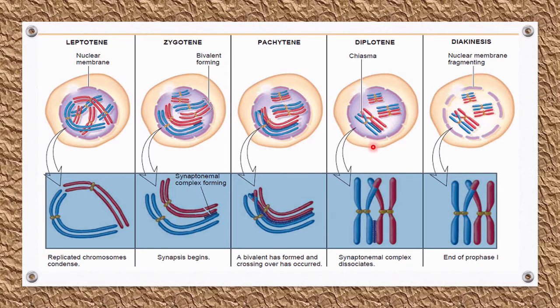As these stages proceed, the nuclear membrane is more degraded, and up to these stages you will see that the nuclear membrane has mostly disappeared. In diakinesis, the nuclear membrane is mostly fragmented and will disappear, and even the nucleolus will disappear. That is the end of prophase 1 and the initiation of metaphase 1.